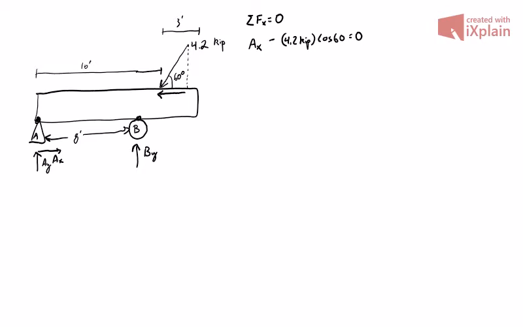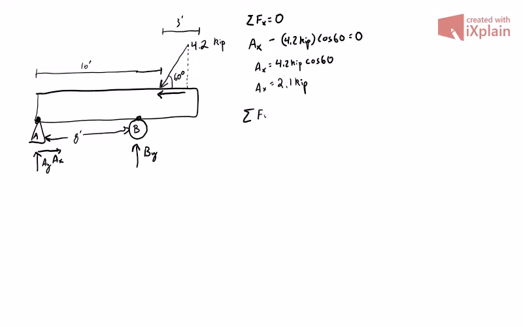Then we go ahead and solve for AX. AX is 4.2 kips cosine 60, therefore AX is equal to 2.1 kips. All right, so far so good.